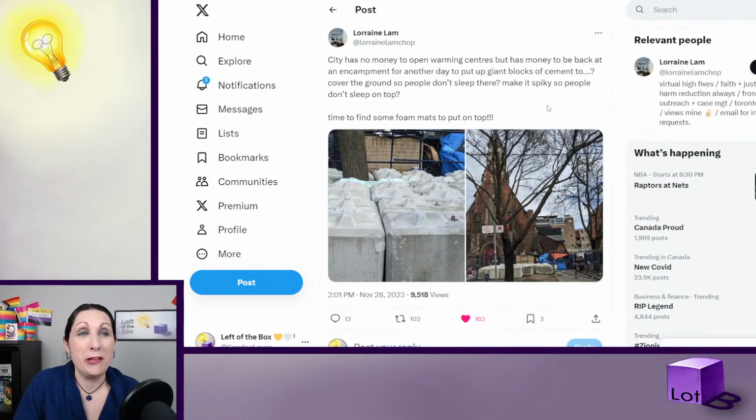And then they spent money on doing this, from Lorraine Lamb again: City has no money to open warming centers, but has money to be back at the encampment for another day to put up giant blocks of cement to cover the ground so people don't go back and sleep there. Make it spiky so people don't sleep on top. Time to find some foam mats to put on top.